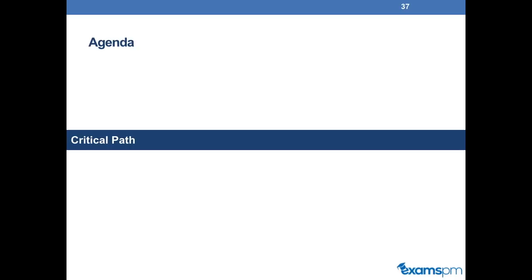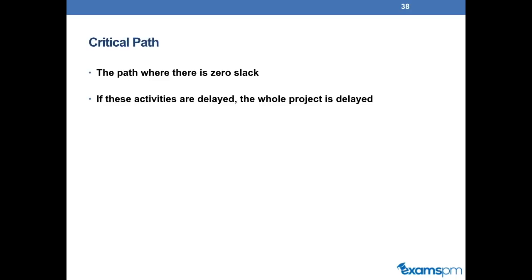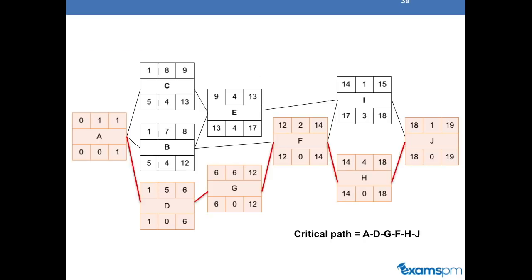Now, after you've calculated your float, you are now ready to calculate your critical path. Remember that critical path is a path where there's no slack, where it's 0 float. So that means that if these activities are delayed, the entire project would be delayed. So if you want to pause the video for a second, try to calculate the critical path yourself. That is totally fine. In fact, I would recommend it. However, if you want to follow along, here is the answer.